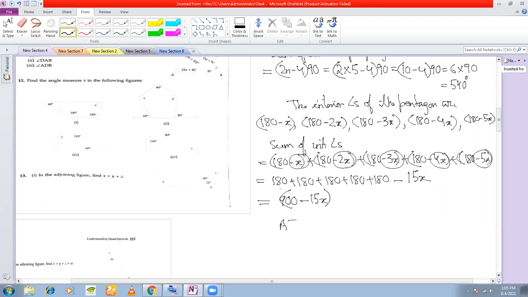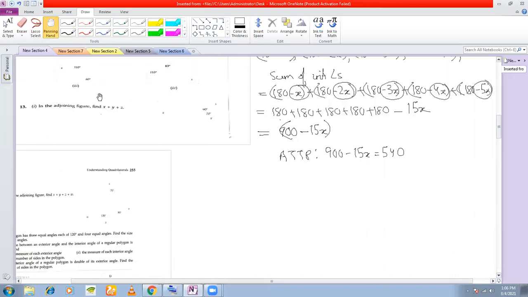So according to the problem, what is the sum of interior angles of a pentagon? 540. So 900 minus 15x must be equal to 540. Now this is a simple linear equation. You can solve this. Take 540 on the other side, 900 minus 540, and take 15x on the other side. So how much do you get? 900 minus 540? 360 is equal to 15x.